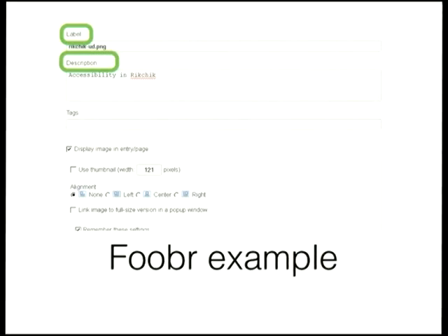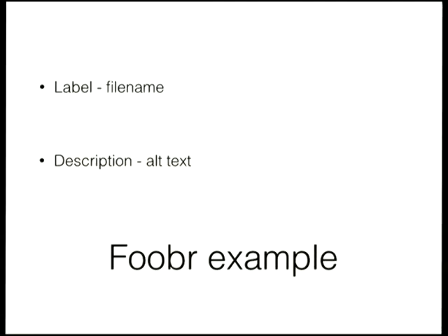It's got a label which has a file name on it. It's got a nice big description field, which I really like. So I've gone ahead and put in some good alt text. And it seems easy, right? I like it. It's easy. Everything is there. Just to recap, I have the label, which contains the file name, and the description, which contains the alt text, presumably. My work here is done.